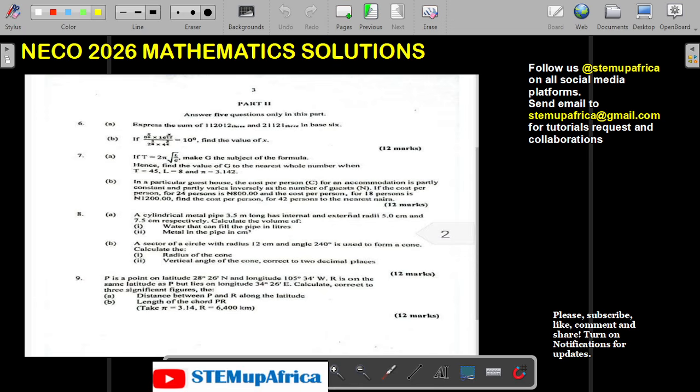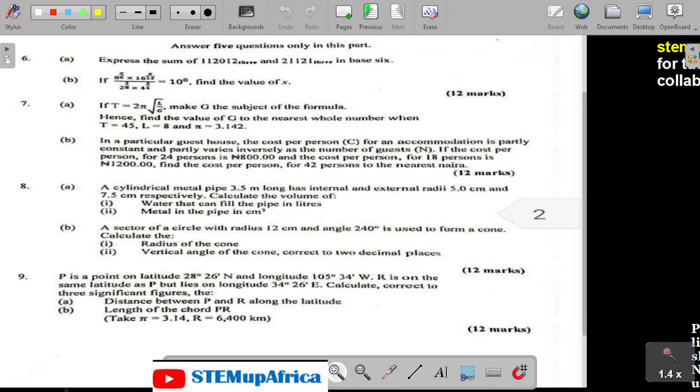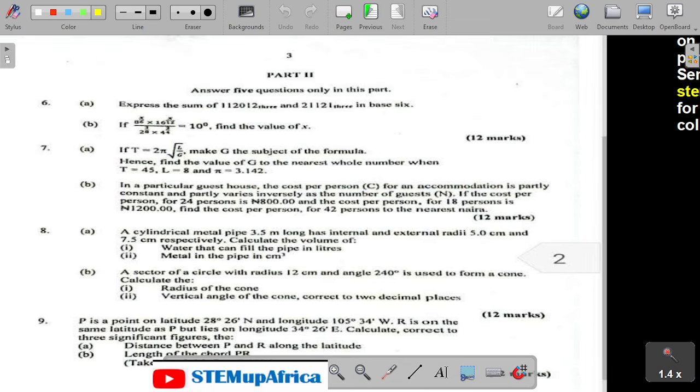So question 6. Question 6a says find the sum of this and this in base 6. So let's take question 6, number 6a.